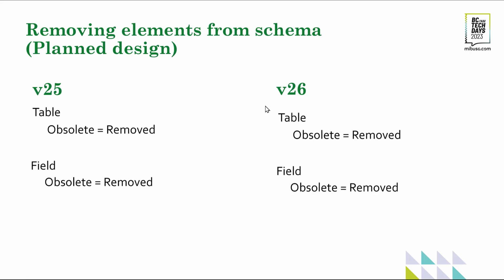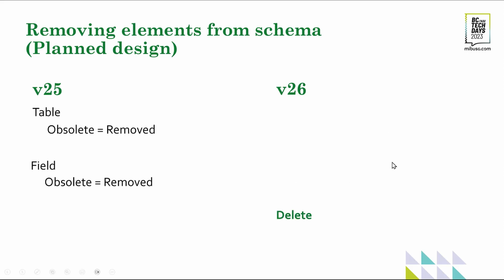However, the current thinking is that it is going to work like this. If we have a table in version 25 that has been marked with obsolete removed, and also a field that is marked with obsolete removed, and we would like to get rid of them in version 26, the only thing that you would need to do is to delete the objects from the SQL. The second item is that you need to clean up the upgrade code, because now the references are going to be broken and the upgrade is not going to compile.